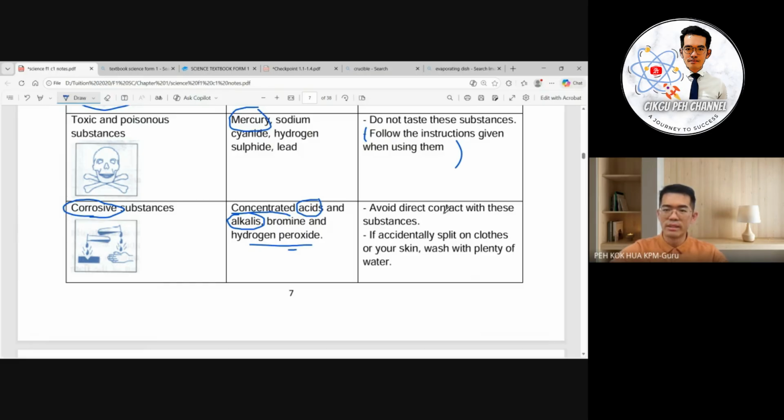Okay, so how to handle? Avoid direct contact with these substances. If accidentally spilled on clothes or your skin, wash with plenty of water.